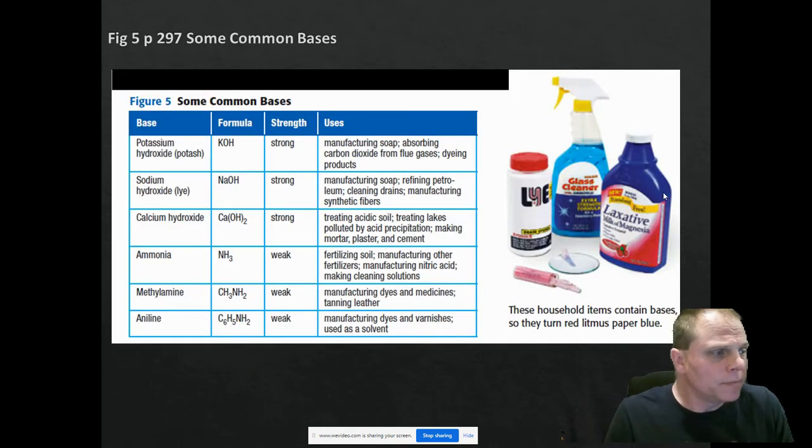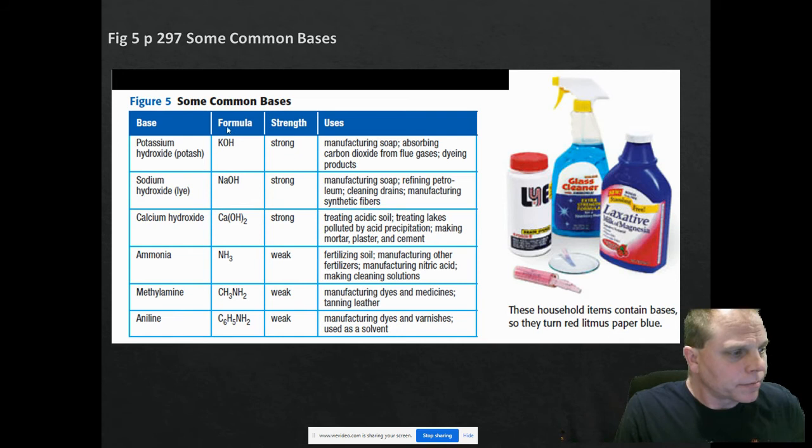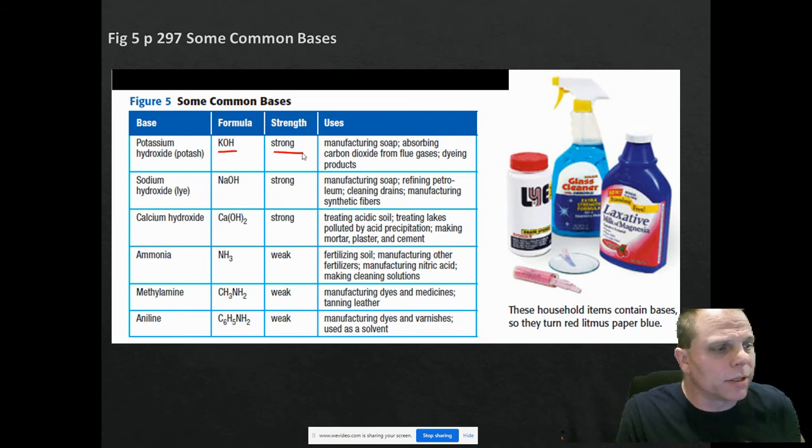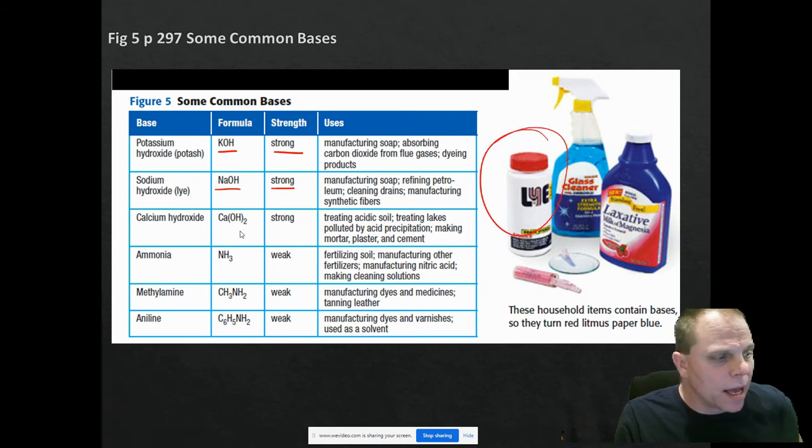Let's look at some strong bases. Potassium hydroxide is strong. We can see that it's used in manufacturing soap and dyeing products. Sodium hydroxide is also strong. Again, it's used in making soaps and in making petroleum and cleaning drains. Sodium hydroxide is the stuff that you'll have inside your drain cleaners. It's lye. Calcium hydroxide is also strong, and this is going to be used for mortar, plaster, cement processes, and treating lakes.